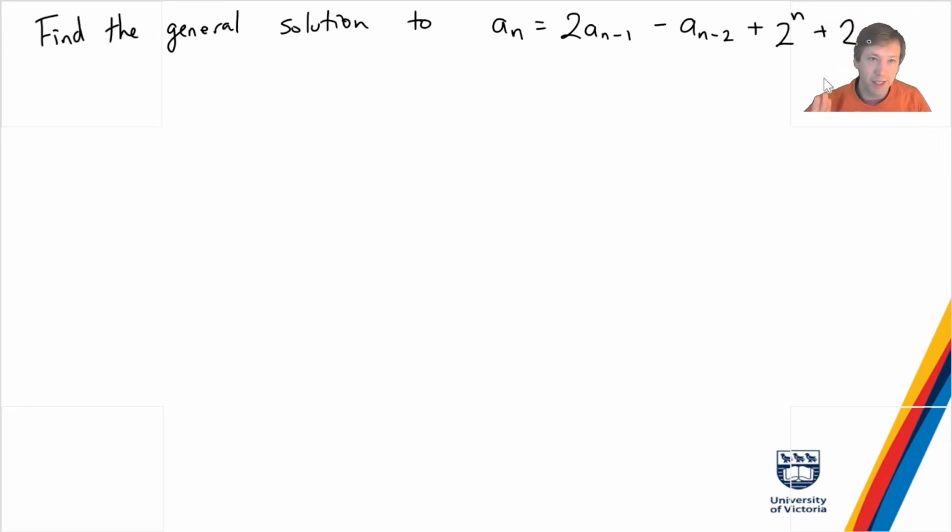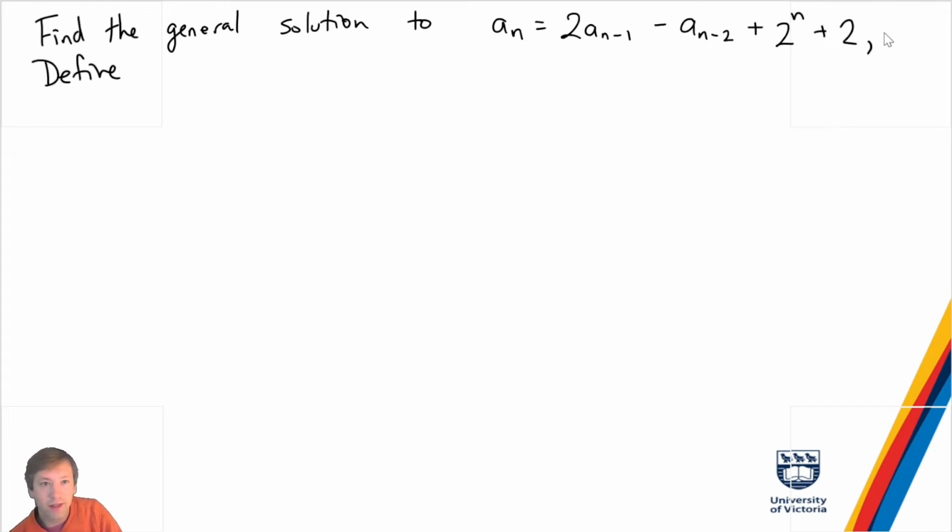Okay, let's look at a specific example. So here I've got a_n is equal to 2 times a_{n-1} minus a_{n-2} plus 2^n plus 2. So let's define the generating function. And by the way, this equation is valid, let's say, for n at least 2. Okay, and I want to find the general solution. So let's define f(x) to be equal to the sum n equals 0 to infinity of a_n x^n.